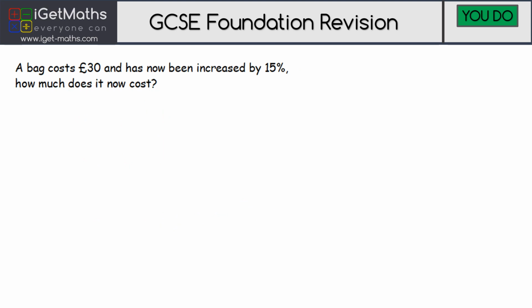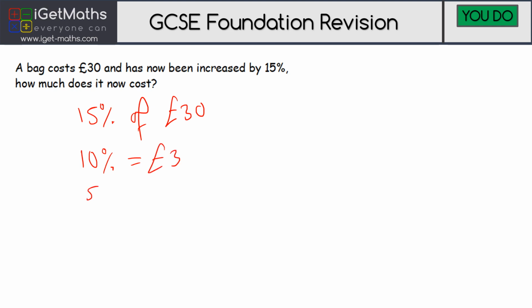Okay, pause the video and give your question a go. Okay, so your question, a bag costs £30 and has now been increased by 15%. How much does it now cost? So we want to find out 15% of £30, and this is without a calculator, remember. So 10%, we just divide 30 by 10. So 10% would be £3.